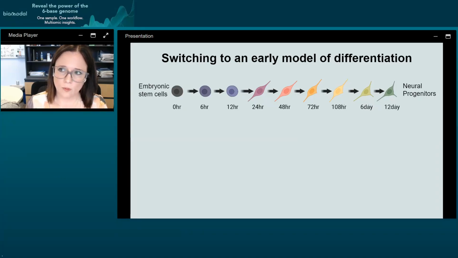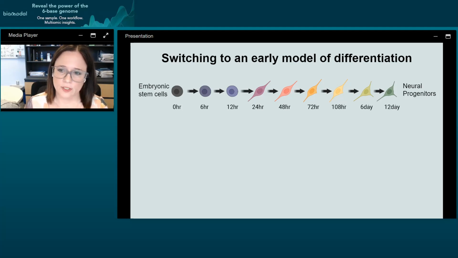And while we and others had observed these similar confusing results where DNA methylation isn't really doing what we are expecting it to do, we felt like we needed to try to do the same thing, but in a different system where the cells continue to replicate.